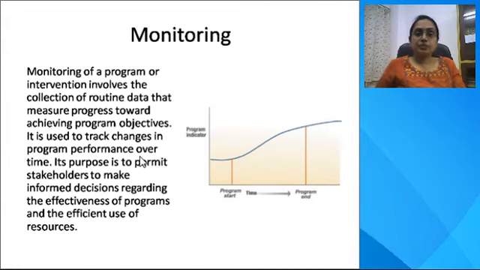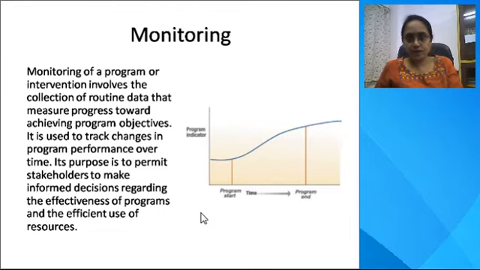Its purpose is to permit stakeholders to make informed decisions regarding the effectiveness of programs and the efficient use of resources. So that means if the monitoring tells me that the communication did not work correctly, the person who is going to communicate makes a change in the messages. So that is one of the stakeholders. In a larger campaign, there might be more stakeholders.